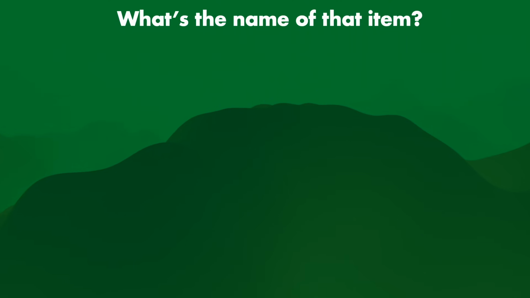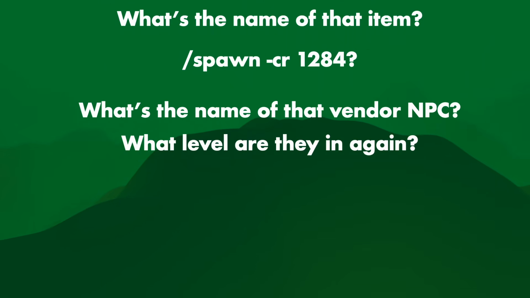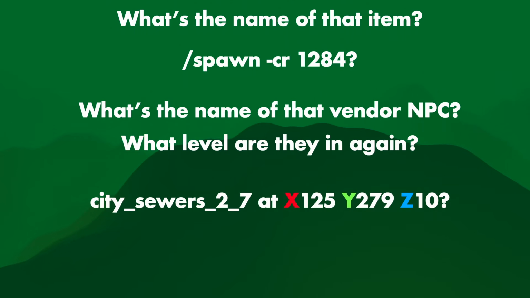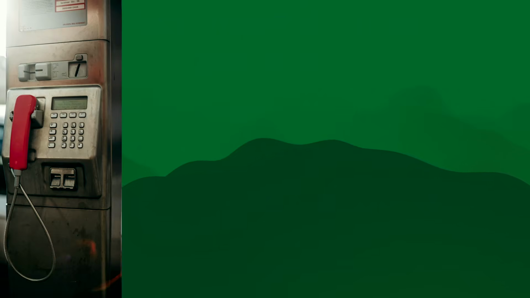So instead of asking what's the name of that item, you have to spawn CR1284 into a console. What's the name of that vendor NPC? What level are they in again? Is it in the city sewers at these coordinates? Important questions which take ages of time. Again, telephone.